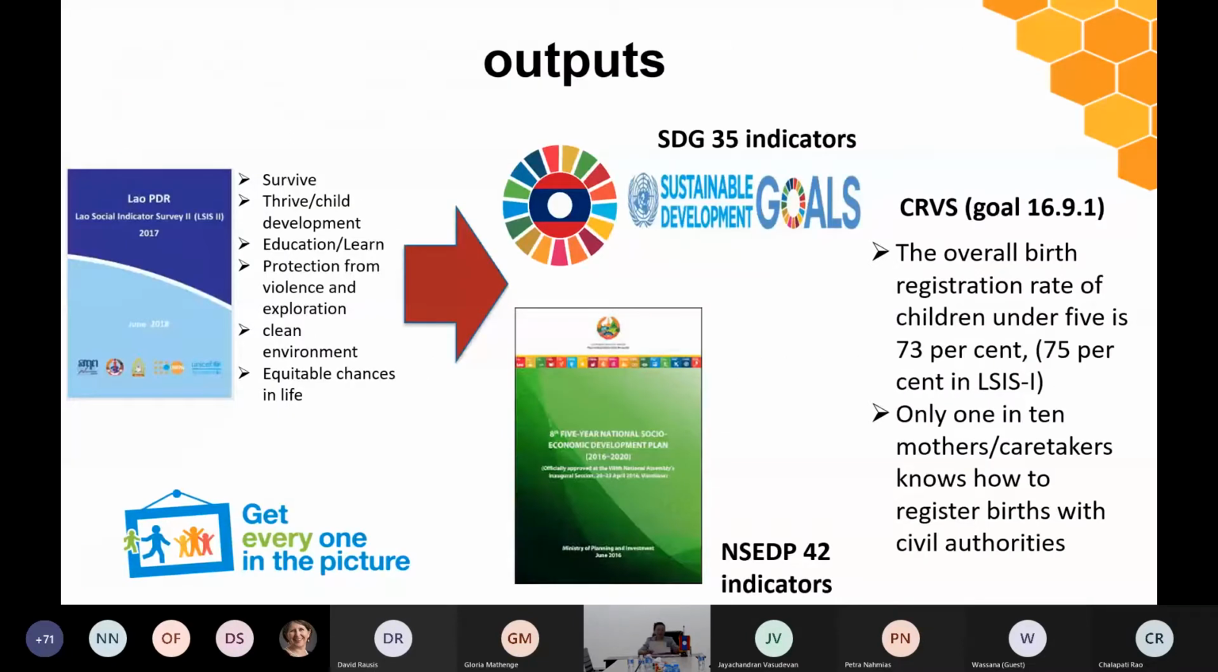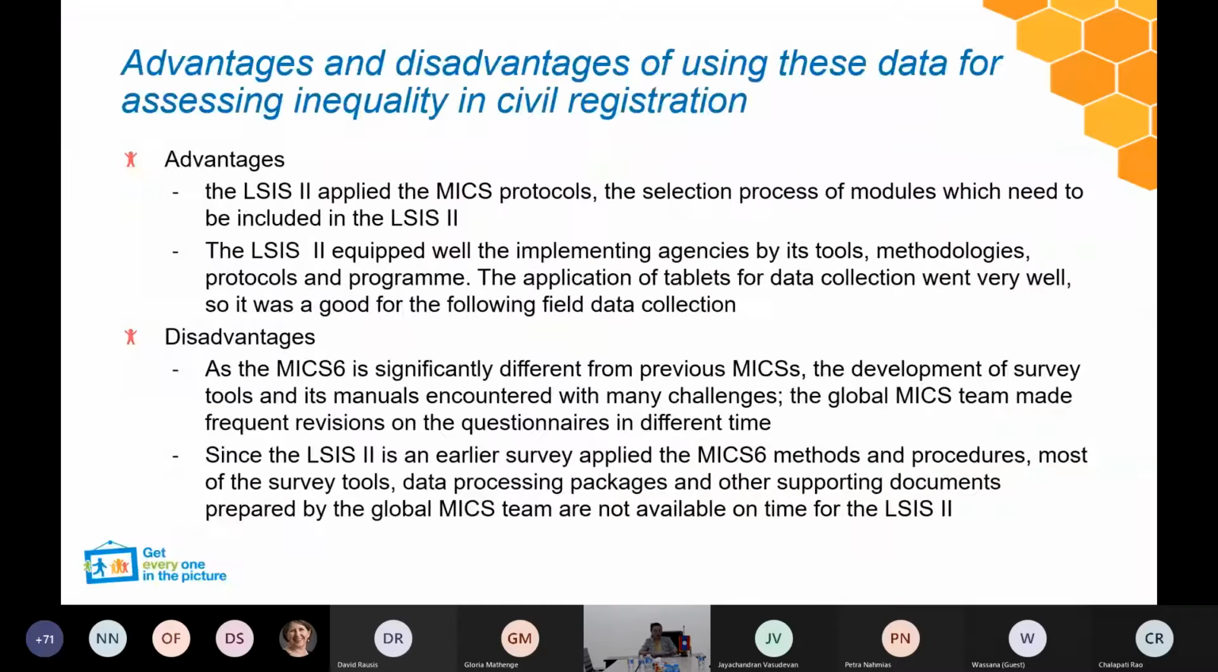So regarding the advantages and disadvantages of the survey, on the side of advantages, the survey applied a mixed protocol and selection process of modules which needed to be included in our survey. The survey was also well equipped with the implementing agency's tools, methodology, protocol, and program. The application of tablets for data collection went very well. So it was good for the following fieldwork data collection in the next survey as well.